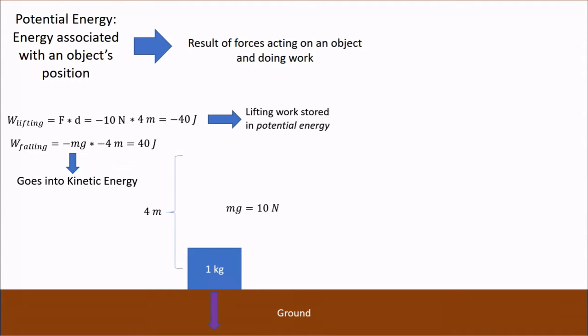So potential energy is a number associated with an object's position. In the case of gravity, we write this equation here. U equals m times g times h, where h is the height, and U represents the potential energy. So for gravity, the only part of the position that matters is the height. Where you measure the height from is your choice, so long as you are consistent.